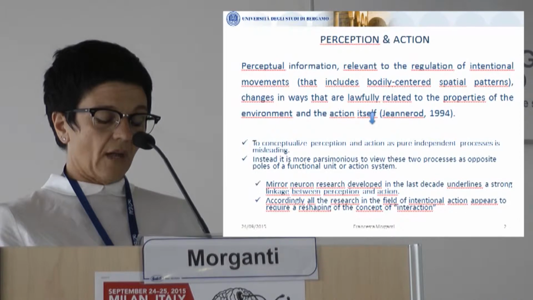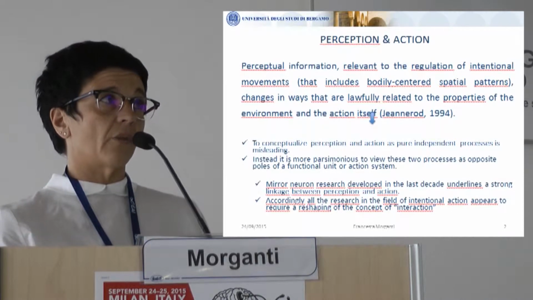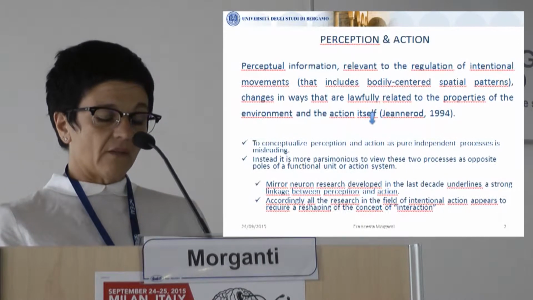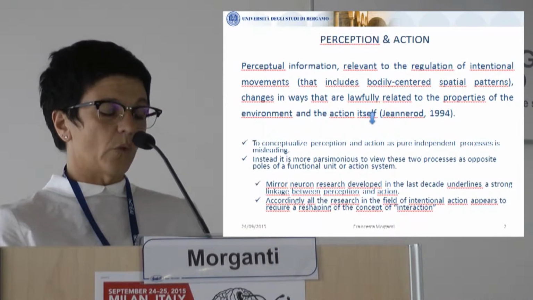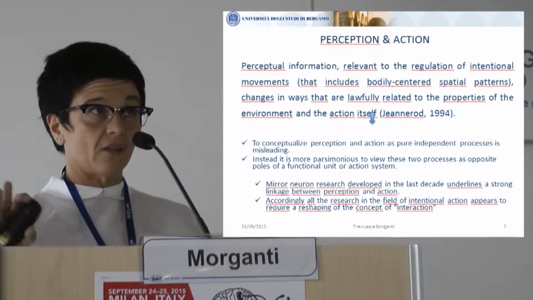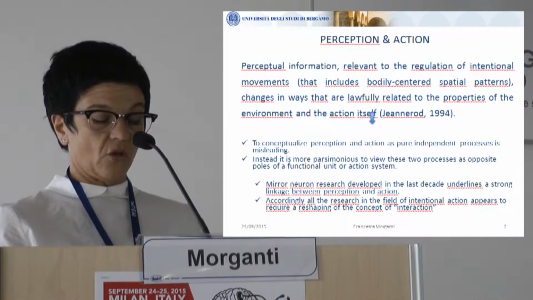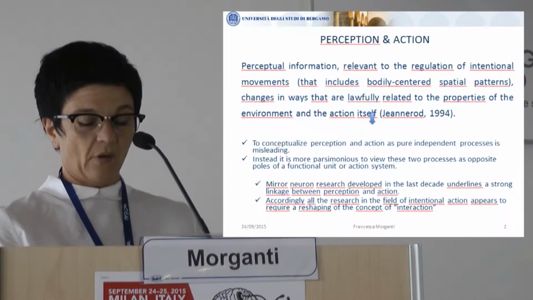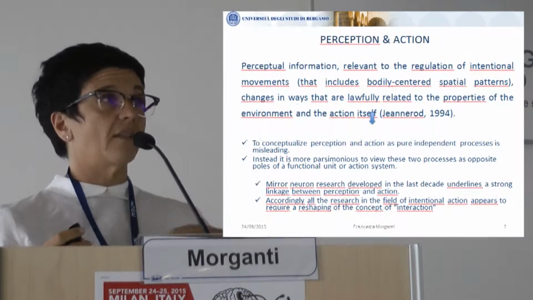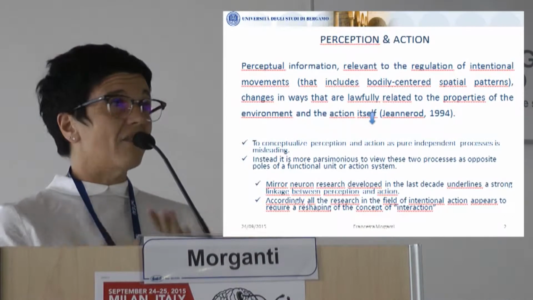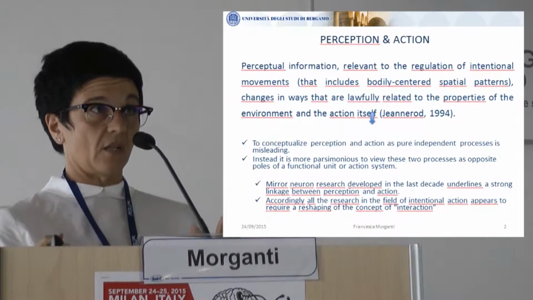If I look at literature that is not specifically tailored to virtual reality nor to spatial cognition, I find a definition by Jean Rau from 1994, in which he said that perceptual information, any kind of information we are perceiving now, relevant to the regulation of intentional movement, so this microphone or the laptop that I have here, includes body-centered spatial patterns, so the idea that I can reach this, changes every time in ways that are lawfully related to the properties of the environment and the action itself.